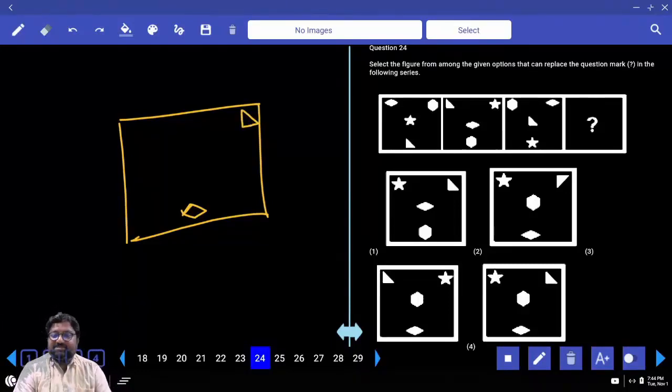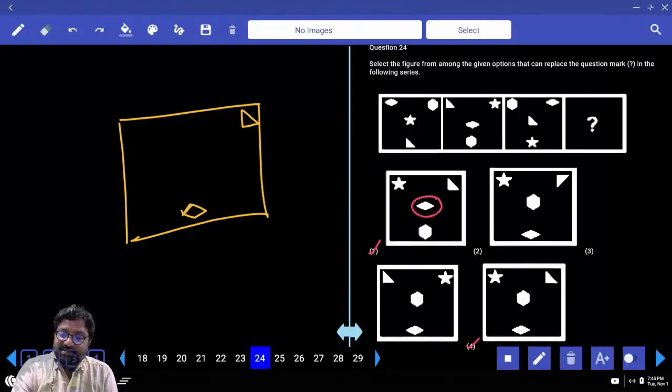What should be my answer now? Option number 4. Option number 4. You could guess, my answer could be 1 or 4. But this is already done, its job has changed, is there a chance of it coming again? No. I should get a hexagon. What should I get? Hexagon. So the hexagon is in the middle. Is this clear to you all?